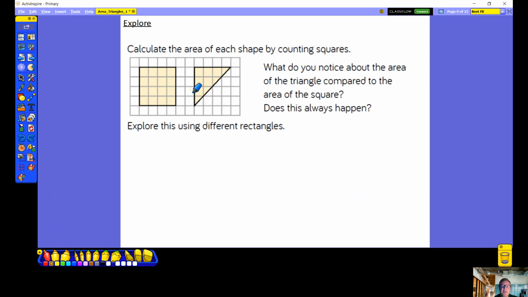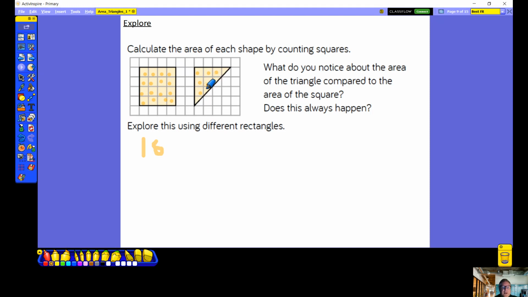So calculate the area of each shape by counting the squares. Now this one's straightforward. It's 4, 5, 6, 7, 8, 9, 10, 11, 12, 13, 14, 15, 16. So that's a square. 1, 2, 3, 4, 5, 6. What was that one? That was 16, wasn't it?